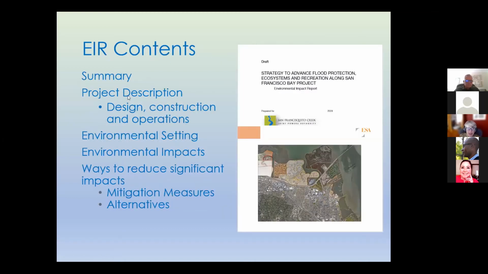This slide simply indicates the contents of the EIR, which will be several hundred pages long, but it will have a summary, the project description, a description of the environmental setting, the environmental impacts that the project may cause, and ways to reduce those impacts, either through measures to mitigate those effects or lessen them, or alternatives to implement the project in a different way to avoid the impacts. Next slide.